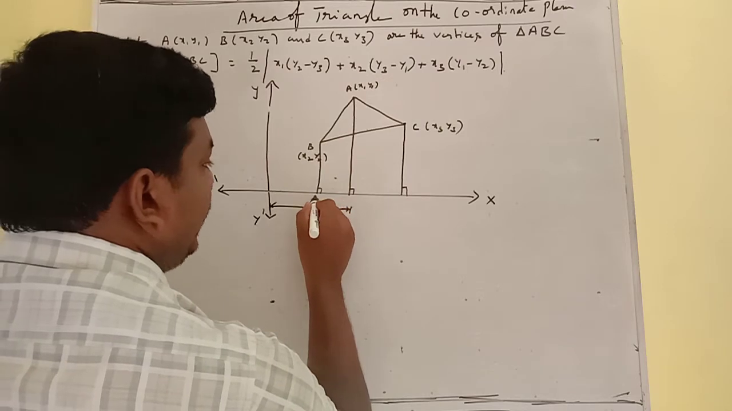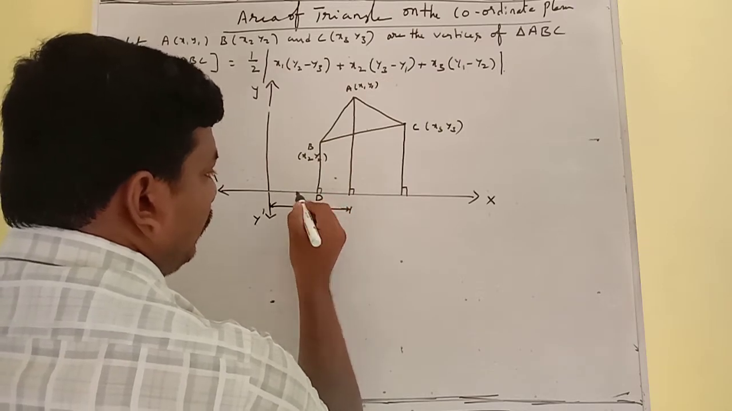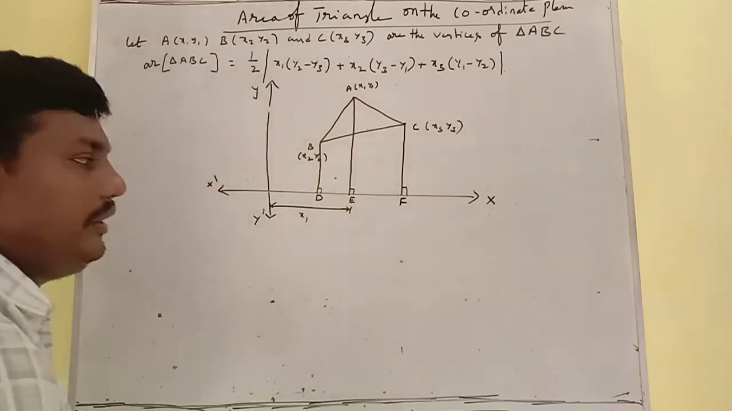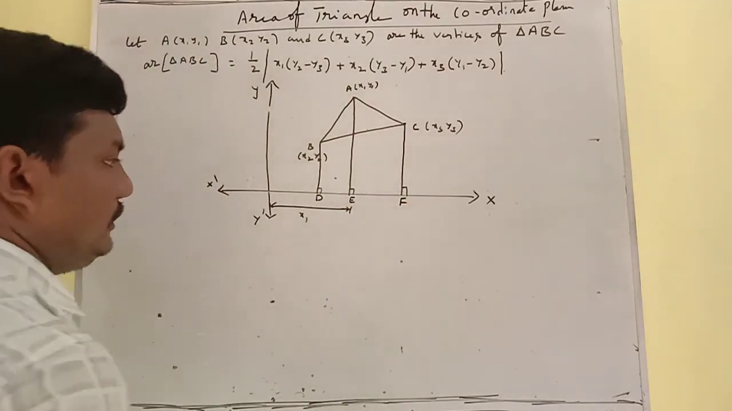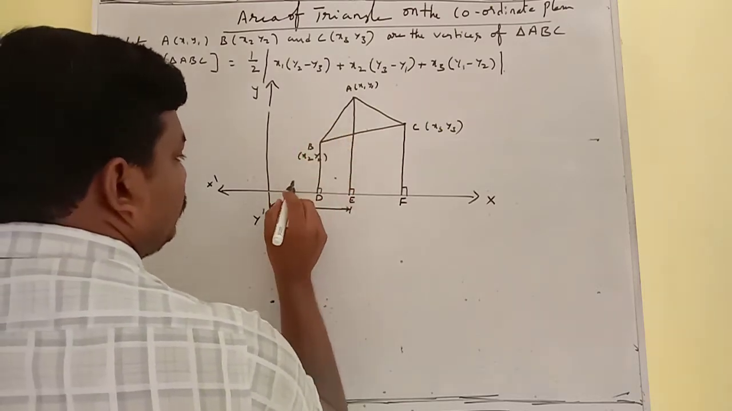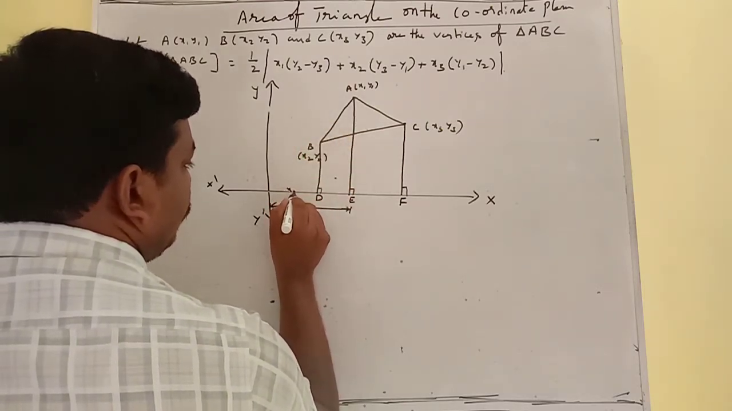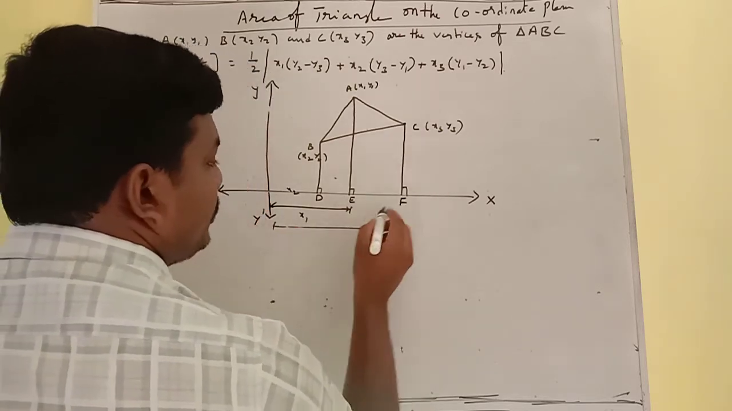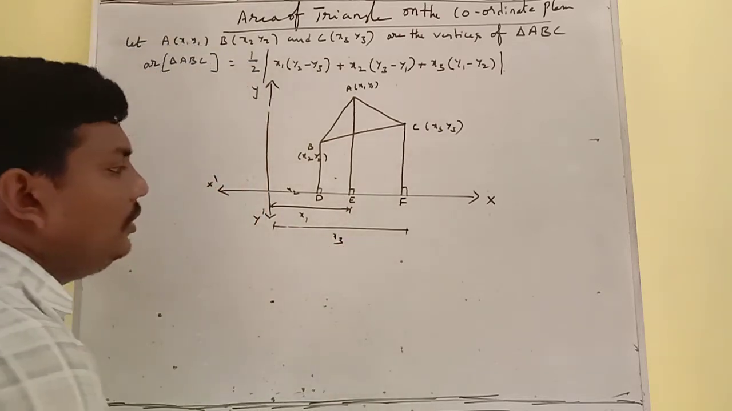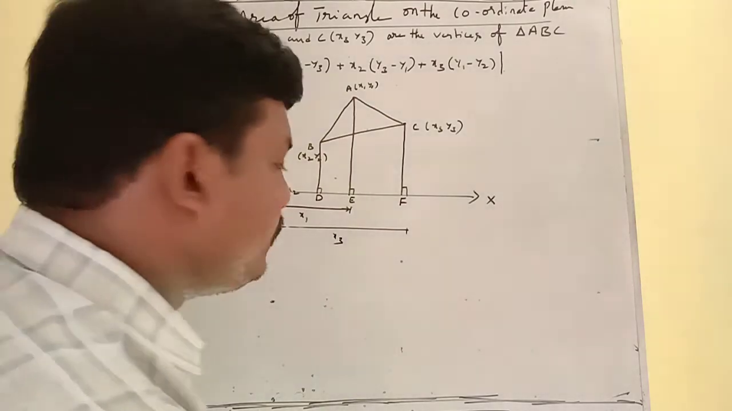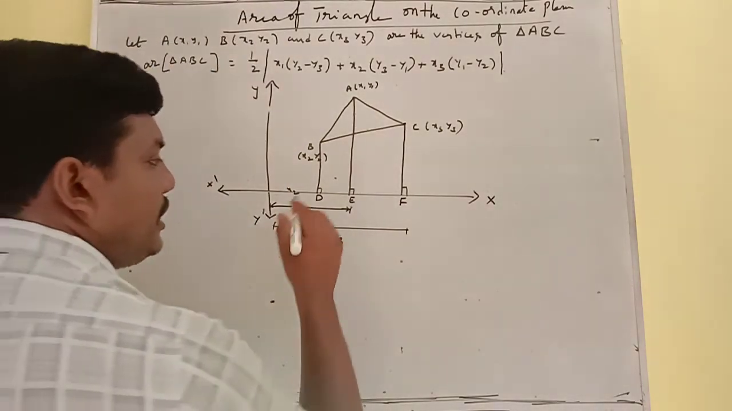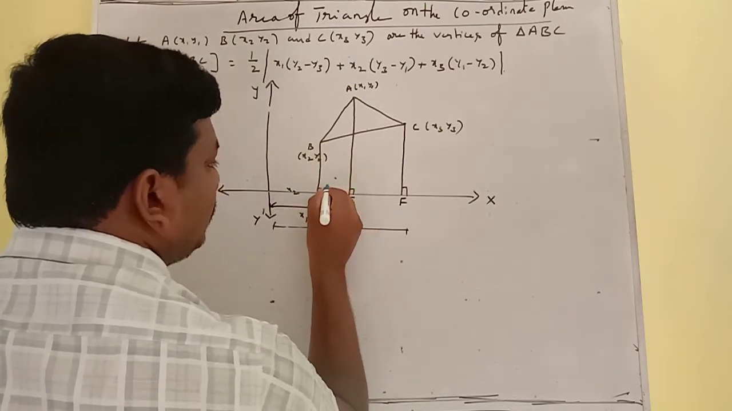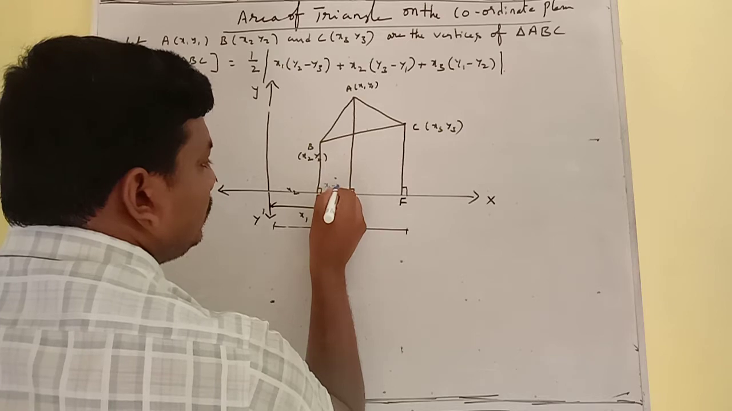Now this is point D, E point and F point. We have to consider E point and F point like this. Now what is the projection of this one? This projection is x2 and this projection, from here to here, is x3. What is the distance between DE?